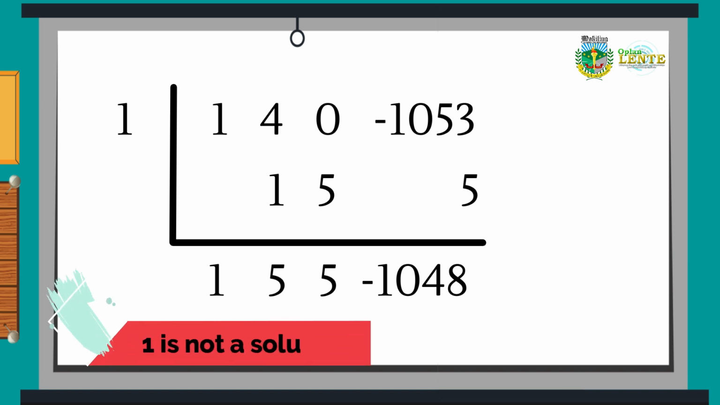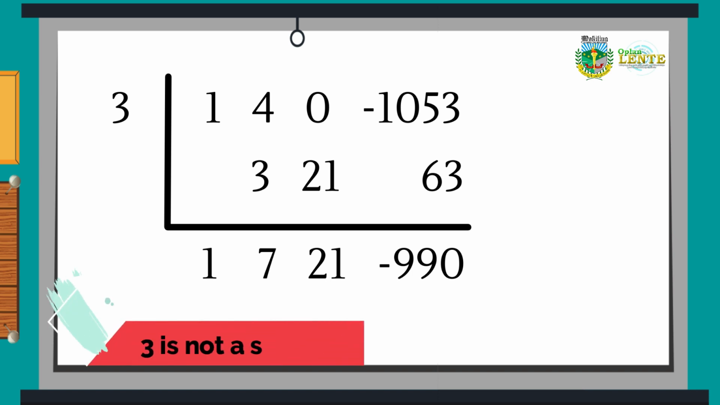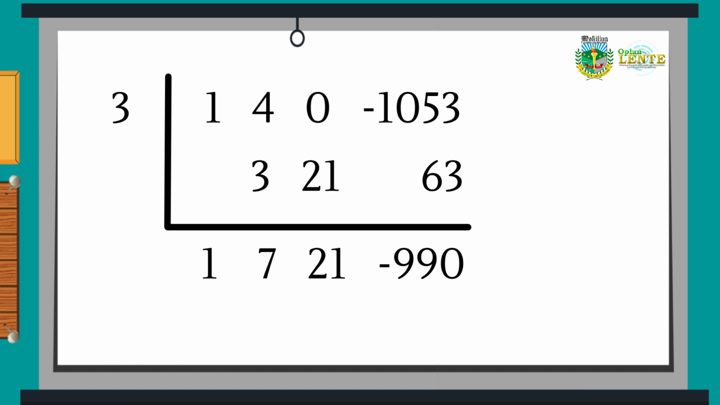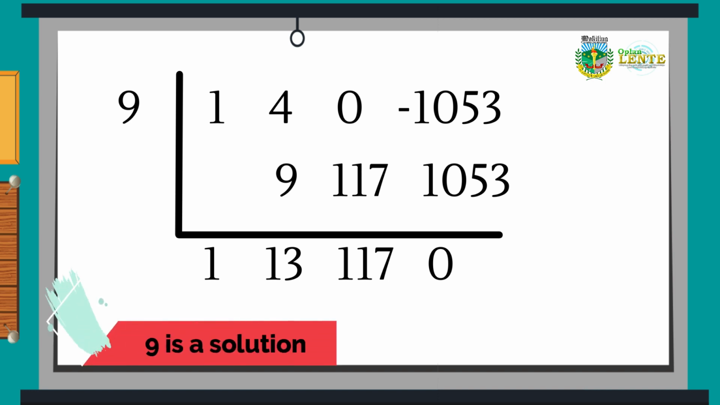Since 1 is not a solution, we will check positive 3. As we can see, it's still the same. Our remainder is negative 990. Since 3 is not a solution either, since the remainder is not 0, we will test positive 9. Synthetic division gives a remainder of 0. So, 9 inches is a solution or zero to the equation.